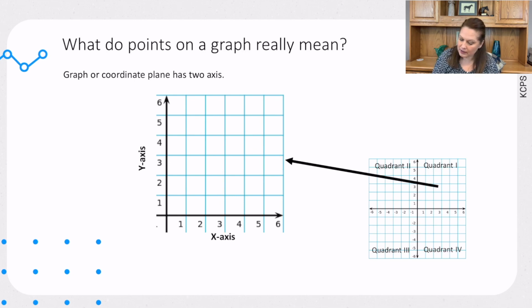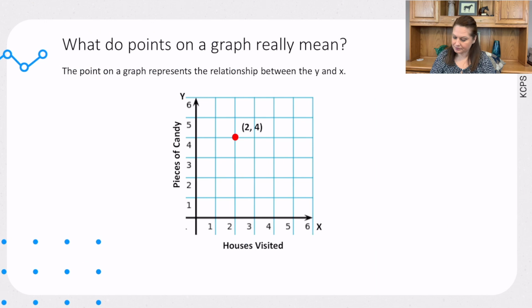In quadrant 1, the x value and the y value are both positive. You'll also notice that our x is horizontal. This is for all quadrants, not just quadrant 1. And our y is vertical. Now, that tells us something about our points. When we look at that graph, we'll use our point 2, 4. We have a proportional relationship between the number 2 and the number 4.